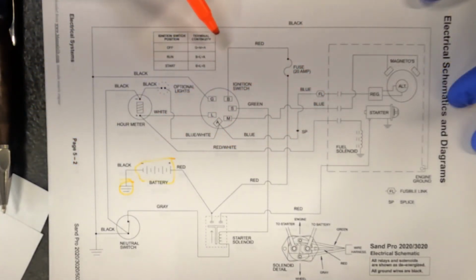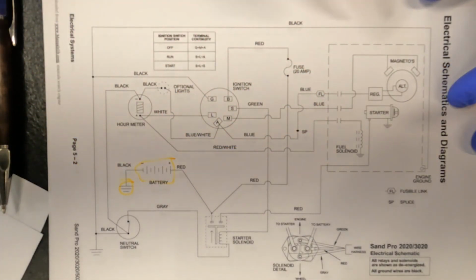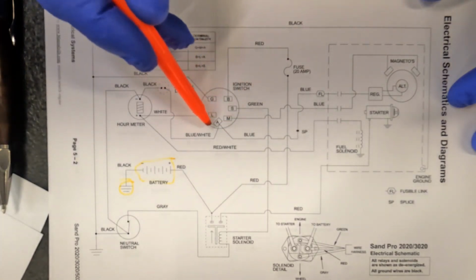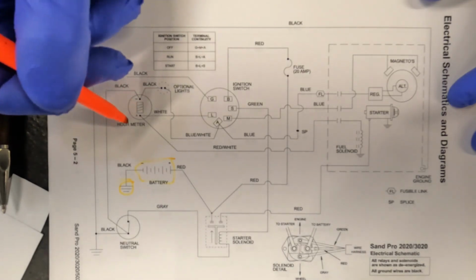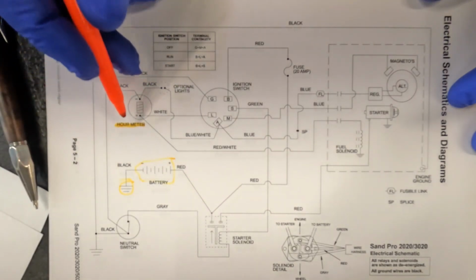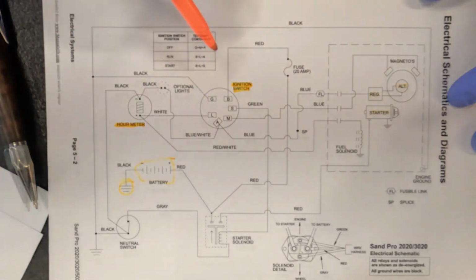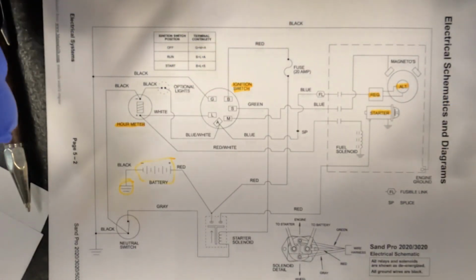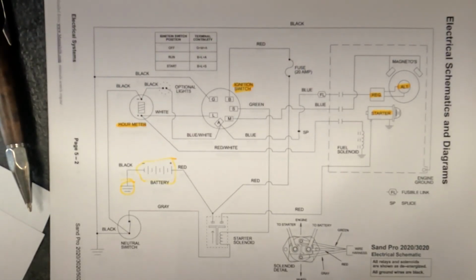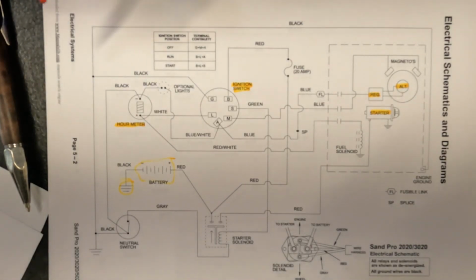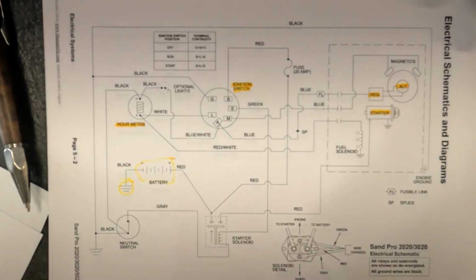Take a good look, a glance over your schematic, and get yourself familiarized with the components. Here's the ignition switch. Over here we have an hour meter, and you can see a lot of these schematics already label that stuff for you. What issues are you having? So let's just say this SAM Pro is not starting. We're not getting any power. We might hear a click from the solenoid. So where do we start?